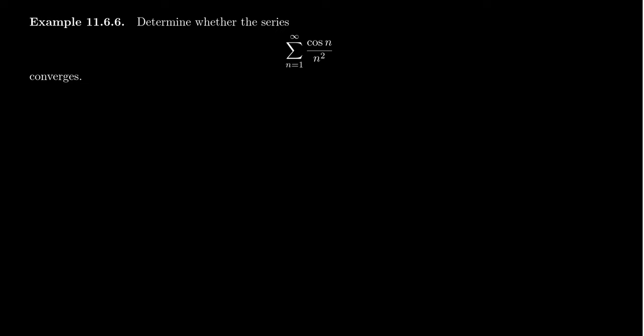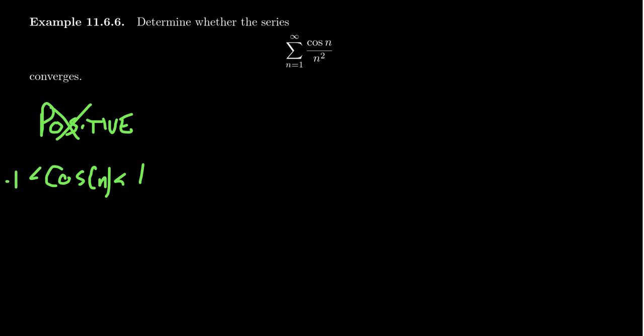Now, the issue is that this is not a positive series. It's not positive because cosine of n is sometimes less than 0, right? We know for a fact that cosine can vary between 1 and negative 1, and there's going to be some whole numbers n for which it's going to be less than 0. So we have some issue going on there. Sometimes cosine of n is 0 for some n. So it's not a positive series, but on the other hand, it's not an alternating series.